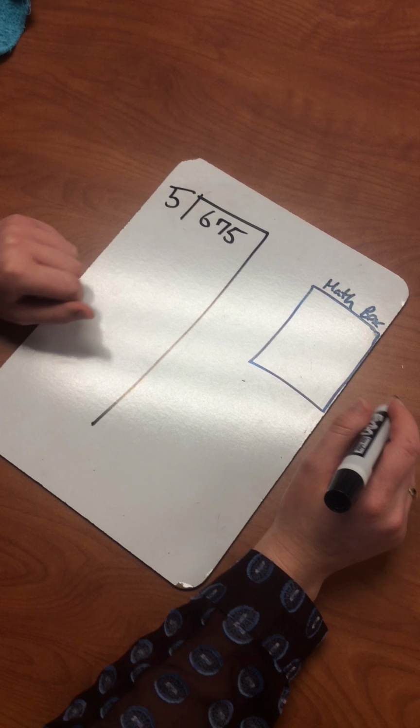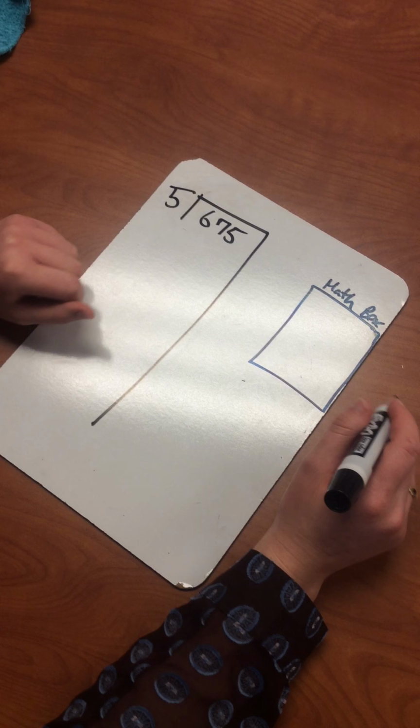Today we're doing the partial quotient method. This is a method that uses division to help them solve the question. So, for this one, they're using facts they know of fives to help them solve the division problem. The problem we have today is 675 divided by 5.